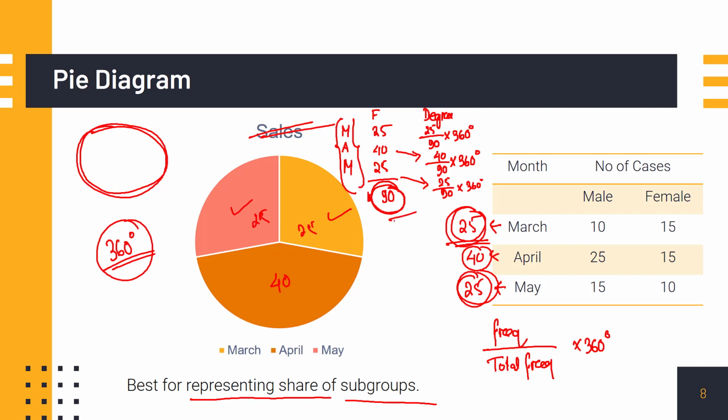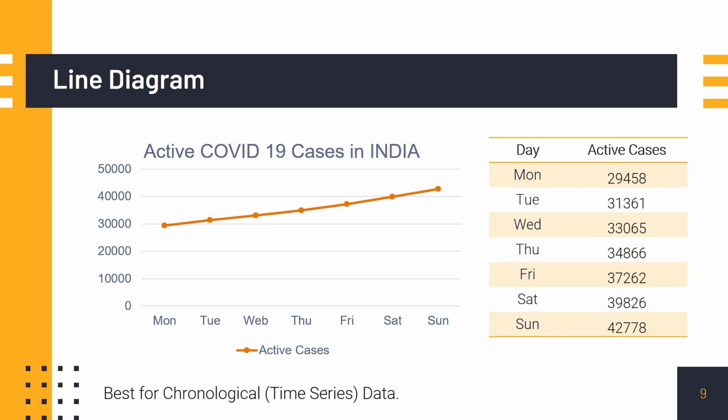So you have a total amount which is divided according to one criterion, and you want to see what percentage falls in different categories, then you use a pie diagram, right? Pie diagrams are best for representing shares. And the next diagram we often use is called a line diagram. Now in the case of a line diagram, we just plot a dot for the frequency value, and then we join them using a straight line.